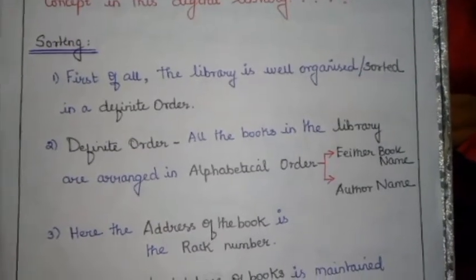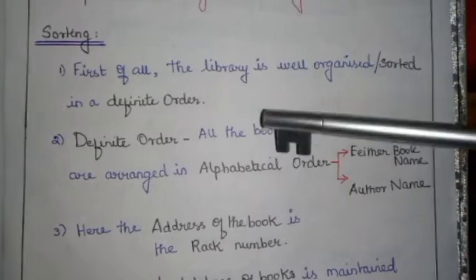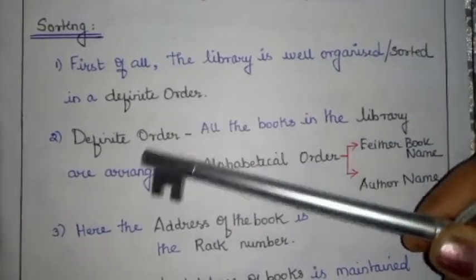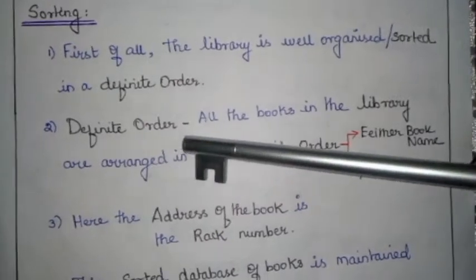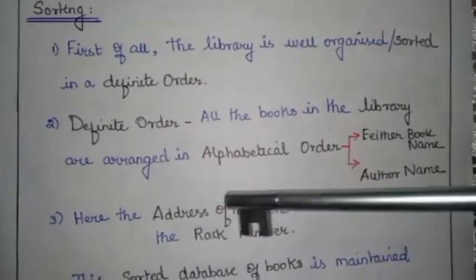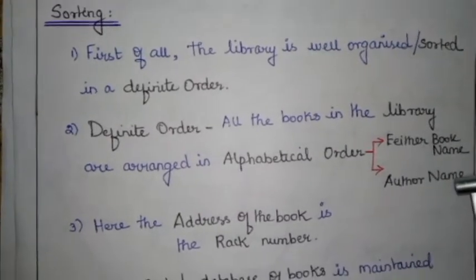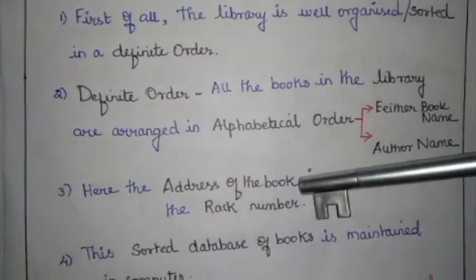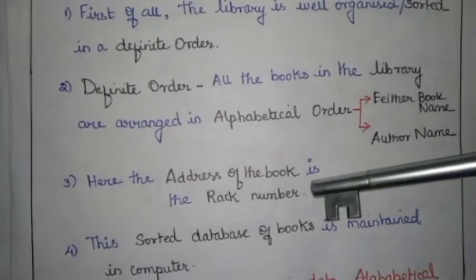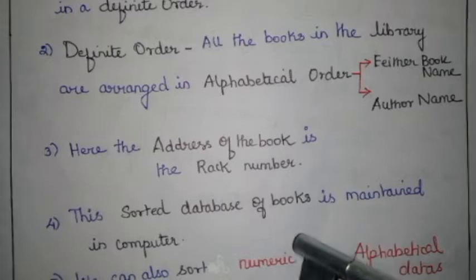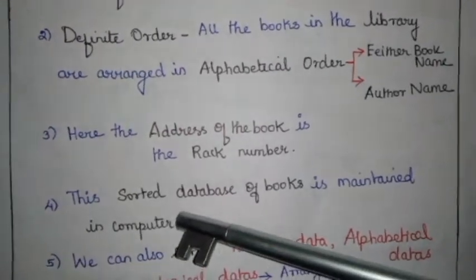So, how does the sorting take place? First of all, the library is well organized and sorted in a definite order, right? Definite order in the sense that all the books in the library are arranged in alphabetical order, either by the book name or the author name. Here the address of the book is nothing but the rack number. This sorted database of books is maintained in a computer, is it not?